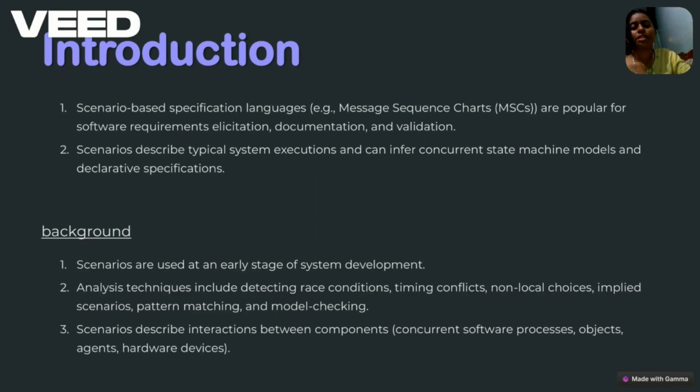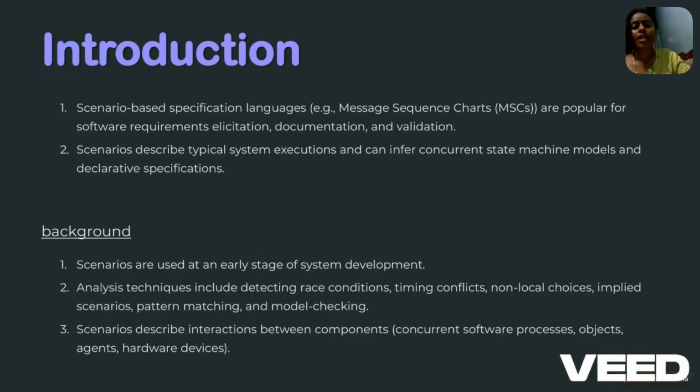Introduction. Scenario-based specification languages like message sequence charts are popular for software requirement elicitation, documentation, and validation. These describe the system executions and can be related to concurrent state machine models and declarative specifications. Background. These scenarios are used at an early stage of system development. Analysis techniques include detecting race conditions, timing conflicts, non-local choices, implied scenarios, pattern matching, and model checking. Scenarios describe interaction between components that are concurrent software processes, objects, agents, and hardware devices.